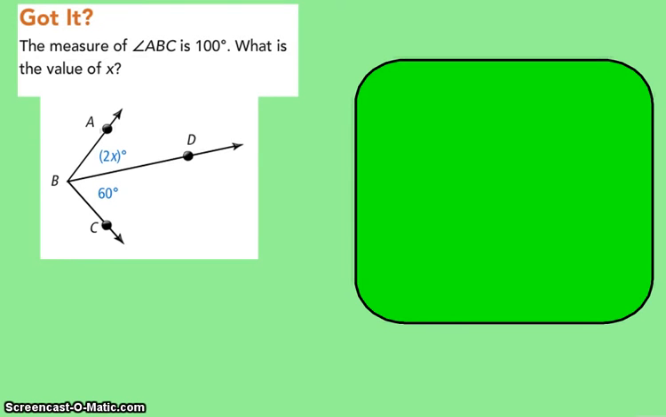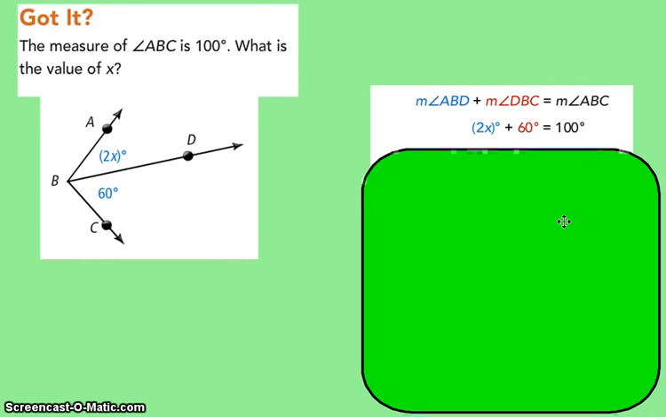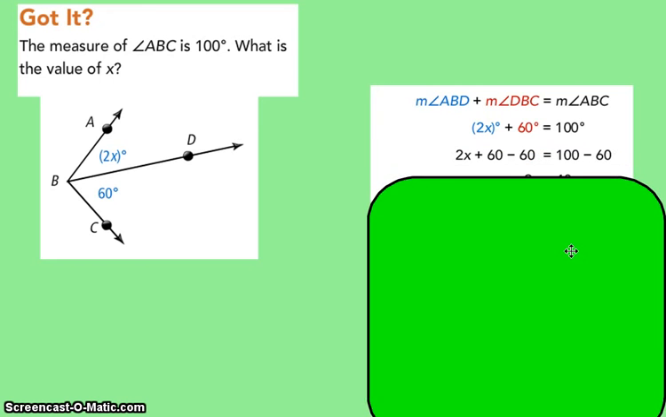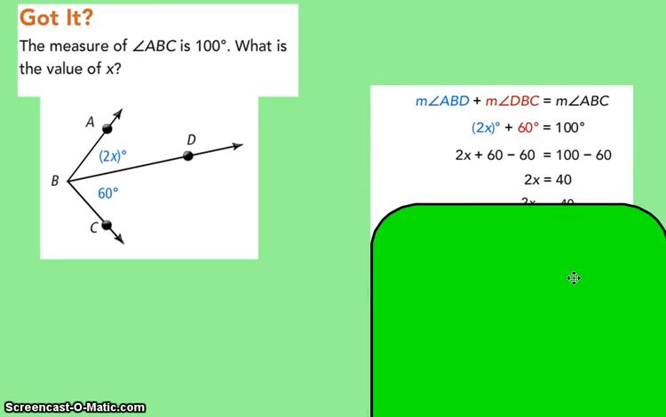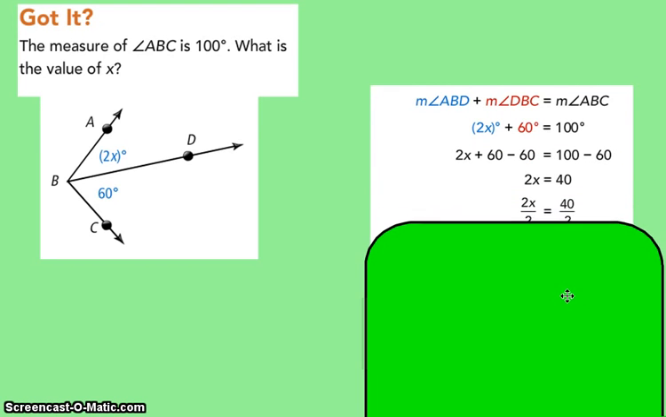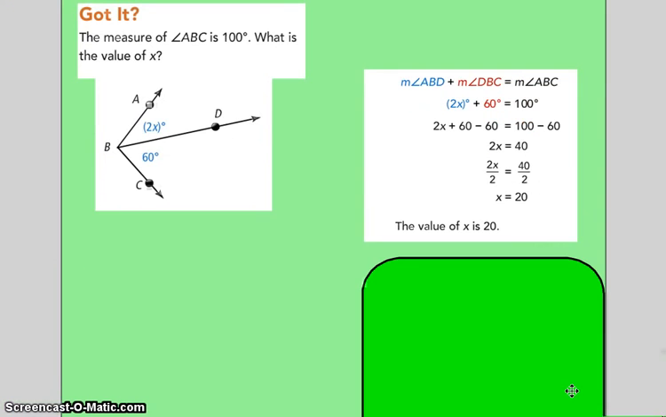The measure of angle ABC is 100 degrees. What's the value of X? It's a 2-step equation. Set that equal to 100 degrees. Subtract 60 from both sides. That leaves you with 2x equals 40. Divide both sides by 2. X is equal to 20 degrees.